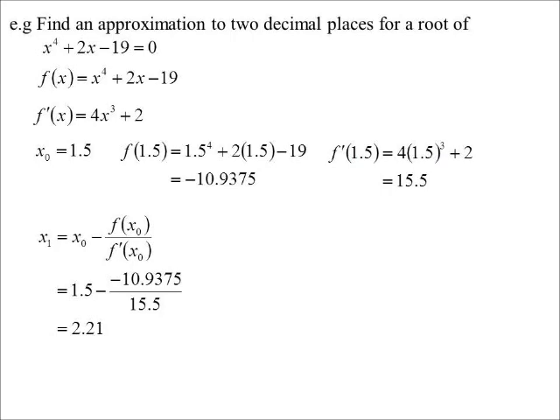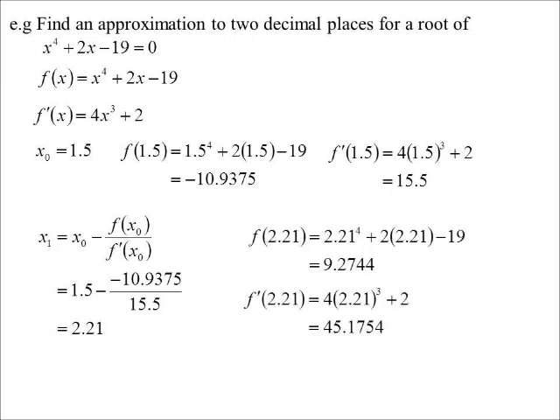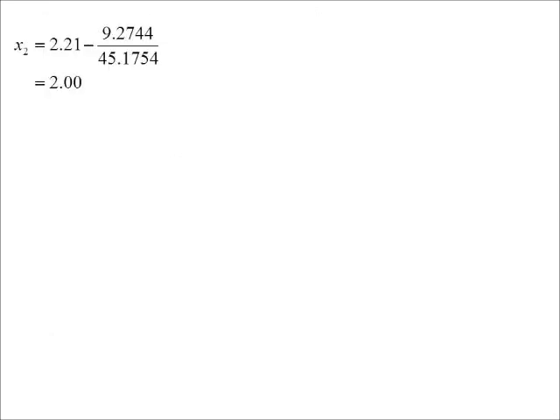Well, let's try it again and let's see how we go. Because function 2.21, that's not 0. It's 9.2744. So we'll try again. Well, the derivative is 45.1754. Sub it in the formula, and we get 2. Now you know why I didn't start at 2, otherwise we'd be here straight away.